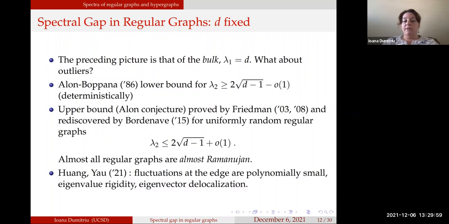Well, it turned out that very recently, Huang and Yao looked at the fluctuations at the edge of lambda 2, so lambda 2 minus 2 root d minus 1. They looked at the distribution of this quantity, and they found that they're polynomially small, and they showed a bunch of other results related to this. So this means that we understand pretty well what happens for d-regular graphs, what the spectral gap is, and so on and so forth. It's a very well understood thing right now.